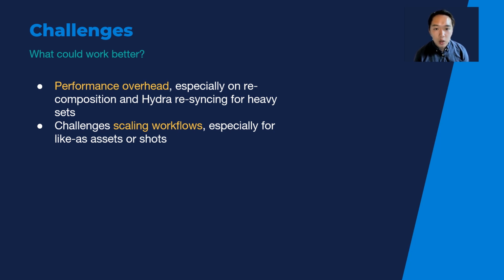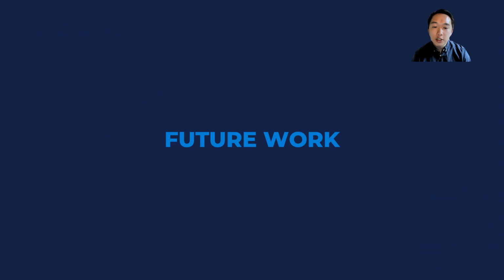For example, while users could reuse parts of their node graph when modifying 10 like-as shots in a sequence, they would need to have an element block per shot, which could result in a sprawling network. These challenges could be addressed through future work.